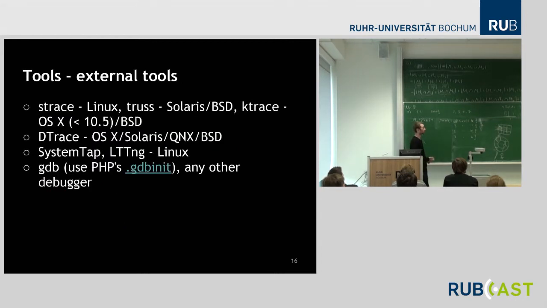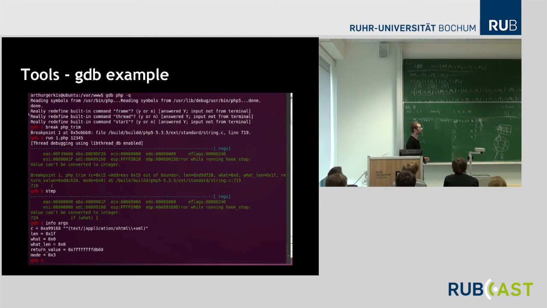Well, external tools. Sure, you can use strace, truss, ktrace. Why not? It can also be useful to see which system calls were executed. Also DTrace, SystemTap, LTTng, and other types of tools. And GDB, why not a debugger? If you want to use GDB, in the PHP source code folder there is a GDB init file. It provides capabilities of showing different PHP structures like zvals and other things. It's very useful. And this is a GDB session example.